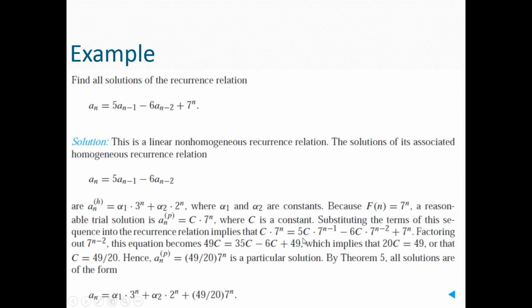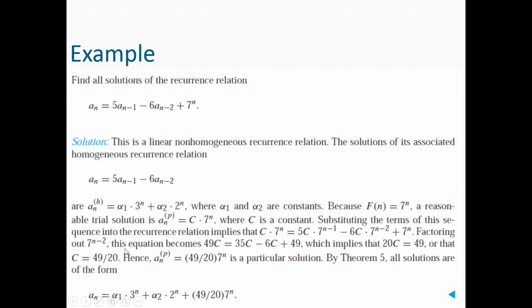So by plugging this into the recurrence relation, the left hand side is c into 7 to the power n, equal to the right hand side, 5a_(n-1). Since a_n is c times 7 to the power n, then a_(n-1) is c times 7 to the power n minus 1. So 5c 7^(n-1), minus 6c 7^(n-2), plus 7 to the power n as it is. Okay, so what is the common factor which we can factor out? 7^(n-2) is common.